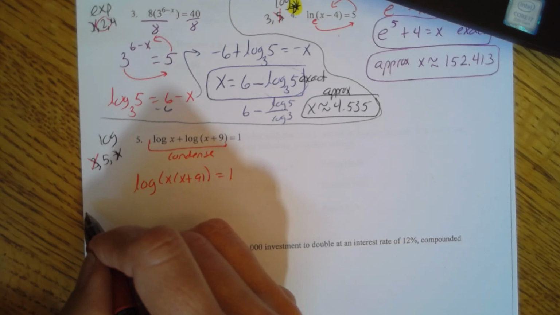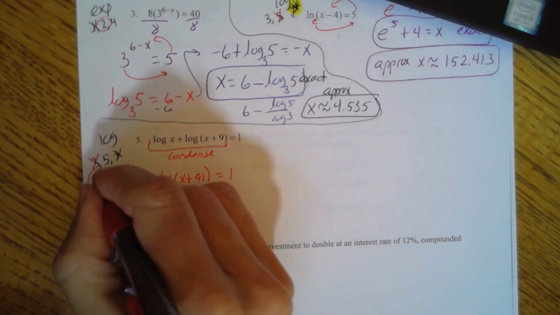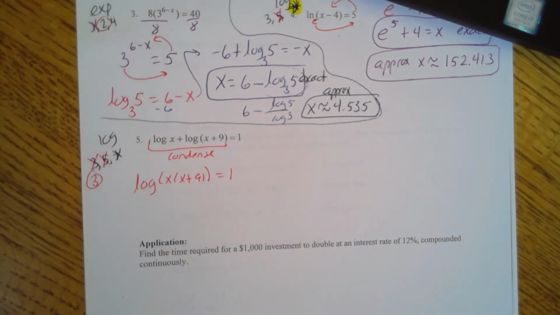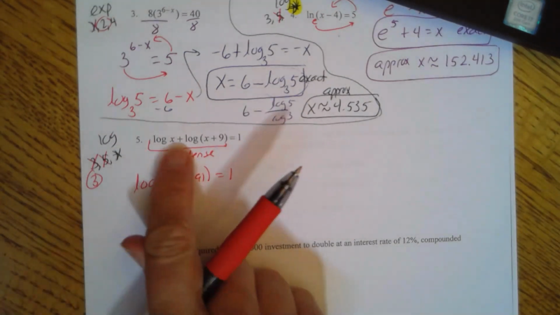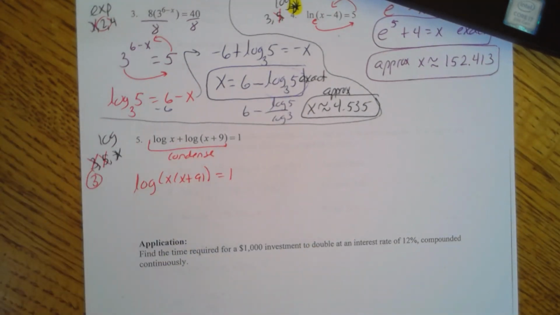3 really is the one we want to use because now I have one log. So strategy 3 does work. It's actually 5 that's not going to. Some students want to do log strategy 5 because they see two logs, but they're not two logs on opposite sides. They're on the same side. So when we condense it, we're back into strategy 3.